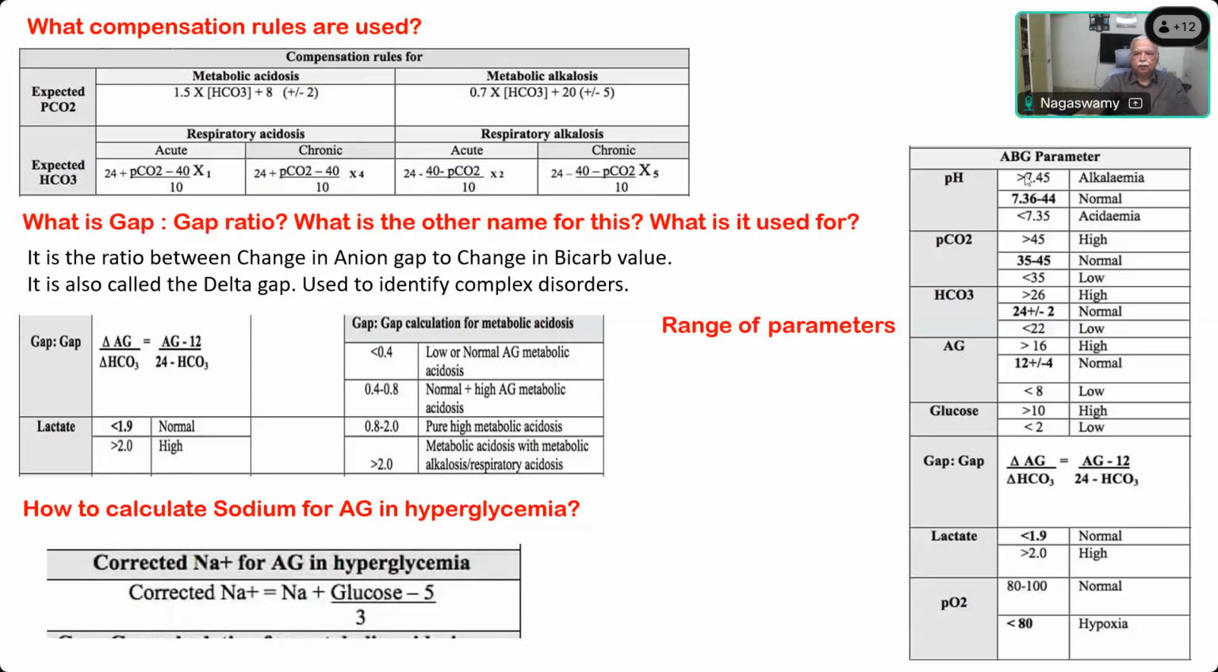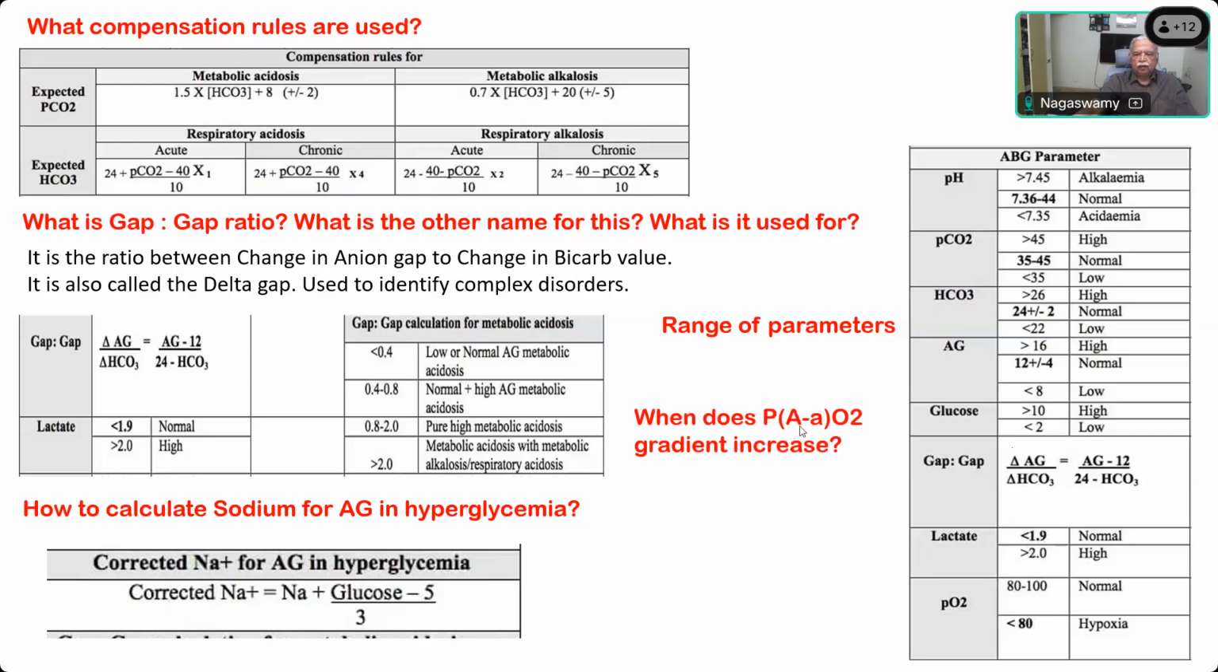And the range of parameters, these are the ranges. So pH more than 7.45, we have alkalemia. 7.36 to 7.44 is normal. All of you are well versed with these values. And lactate is very, very important. Less than 1.9 is normal, more than 2 is high lactate. Similarly, PO2 80 to 100, less than 80 is hypoxia. Okay, so these are some of the normal ranges of parameters.